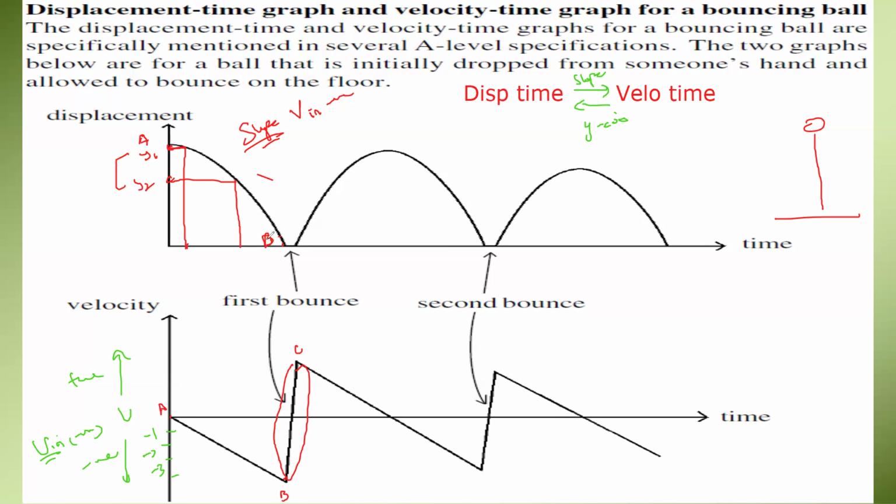Now, this is from B to C. What happened? This time interval is negligible, because when the ball hits the ground, it will bounce back. It changes direction, so it will move upward. This section is exactly vertical. When it is exactly vertical, the time interval is very short, so we ignore this section, the displacement is 0.